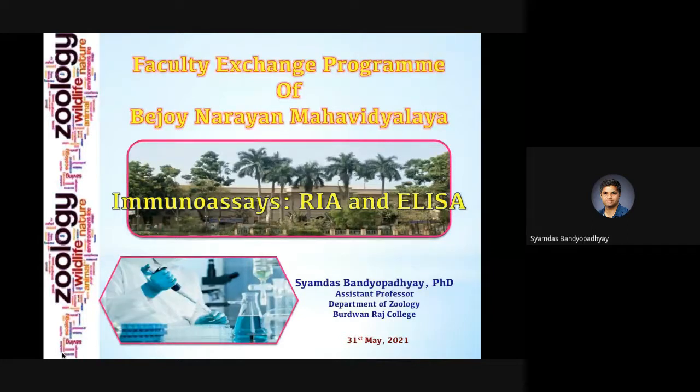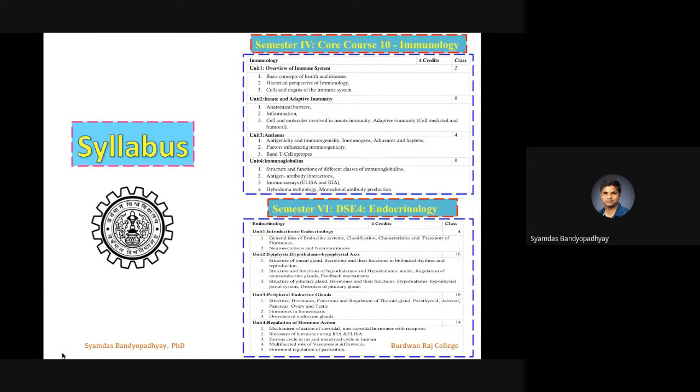I think this seminar is going to be for the students. So today I'm going to speak about the immunoassays, those are RIA and ELISA. I think these are the two assays that are there in your syllabus of CC10 in immunology of semester 4, as well as in semester 6 TSC4 in the endocrinology paper. You have these two topics of immunoassays, ELISA and RIA, as chapter 3 in unit 4, as well as chapter 2 in unit 4 of semester 6.